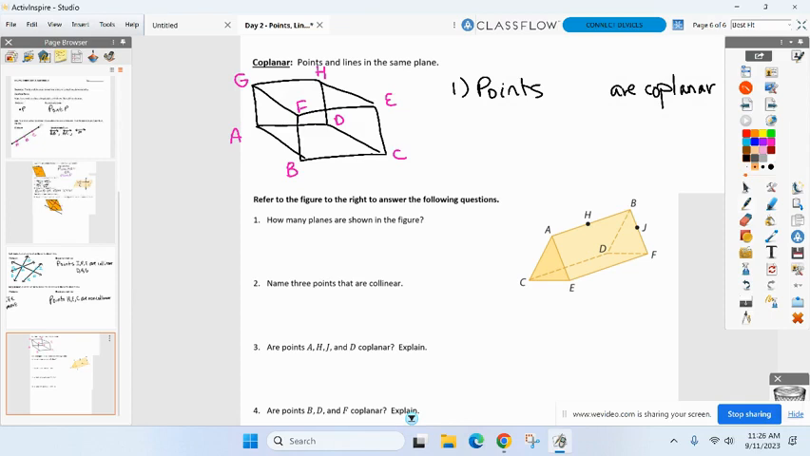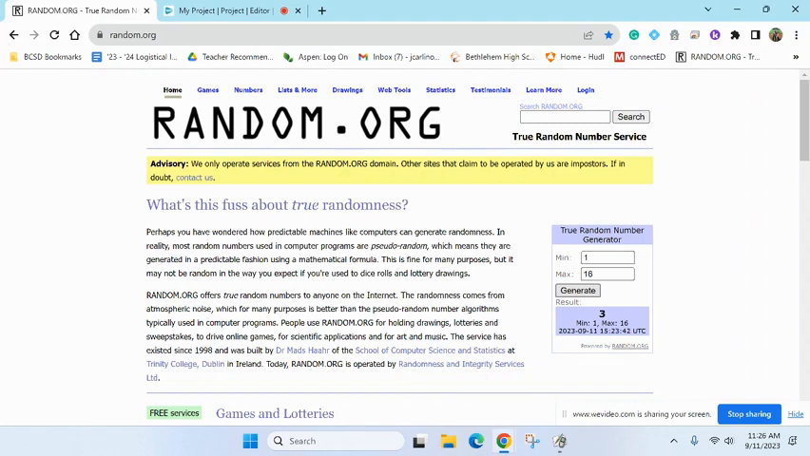How many planes are on the cube? How many planes did you just draw? 6. Everyone agree? 6 planes. So what I want you to do is focus on one of those 6 planes and give me 3 points off it. They're coplanar. You focus on 1 out of the 6 and give me 3 points off that plane. And those 3 will be coplanar. All right, so give me 3 right now.